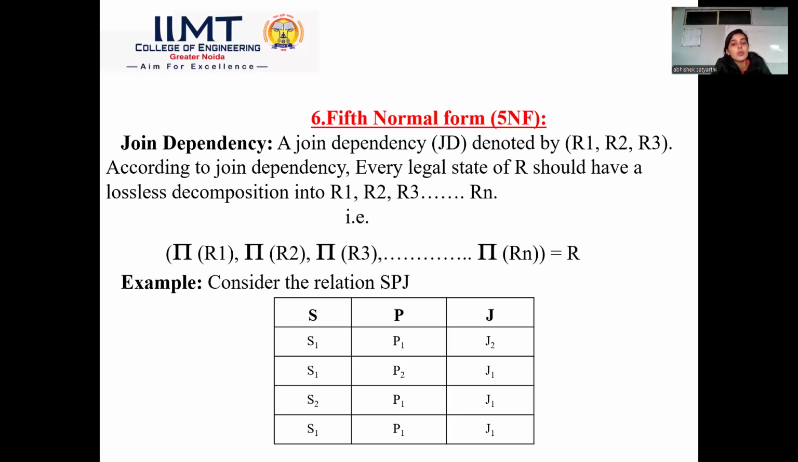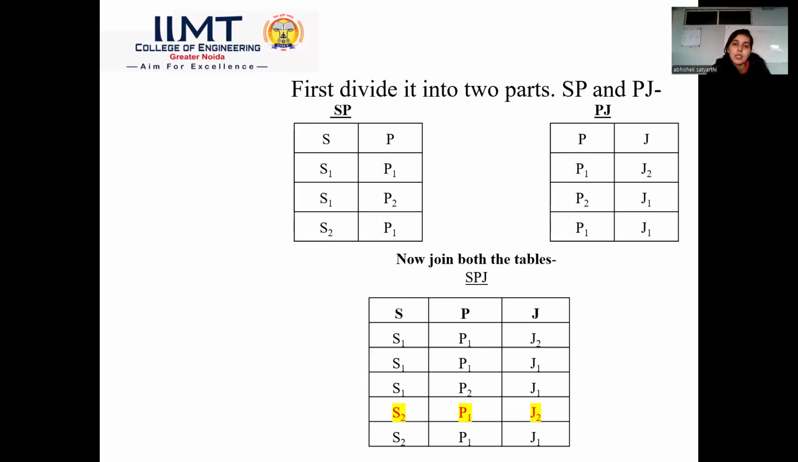So we have a relation S, P, and J in which we have four tuples. First we divide it into two parts, SP and PJ. And if I combine SP and PJ into SPJ, I get one more tuple, which is highlighted here in yellow color. Because of this tuple, a join dependency exists, and if a relation has a join dependency, then we can say that the given relation will not be in fifth normal form.